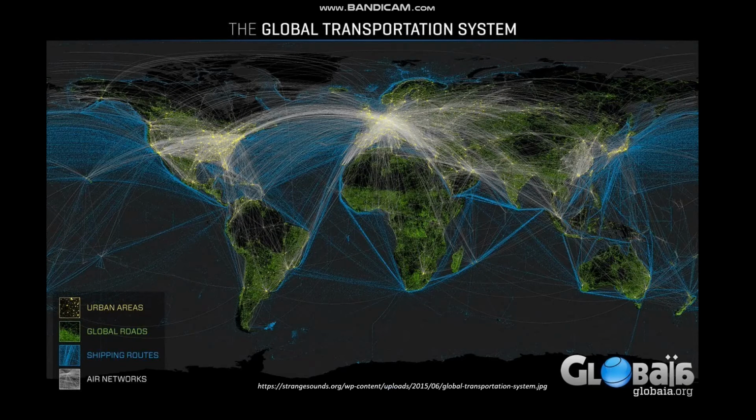This is the second picture, of the global transportation system, and we see different types of transportation. We have shipping routes, we have, in blue, air networks, and you see we have a huge air network between Europe and North America, and we have also global roads. Very many of the global roads are like this, and the urban areas are shown also in yellow.